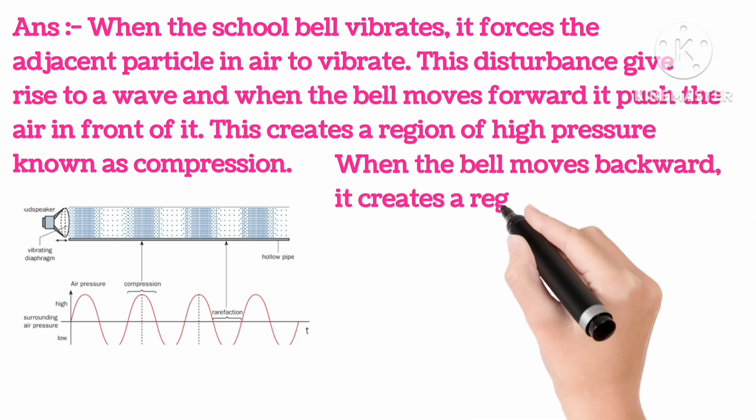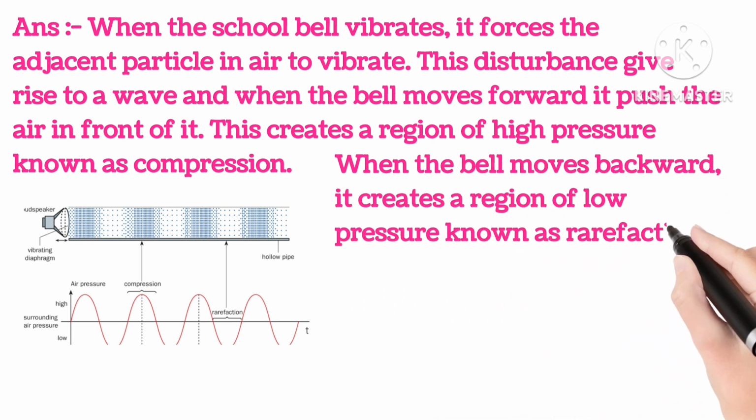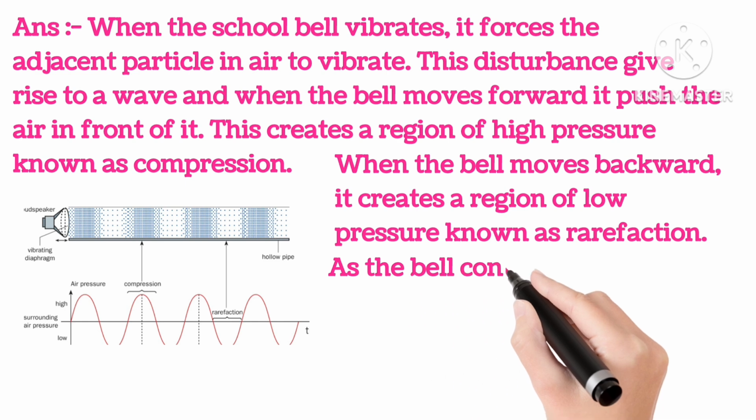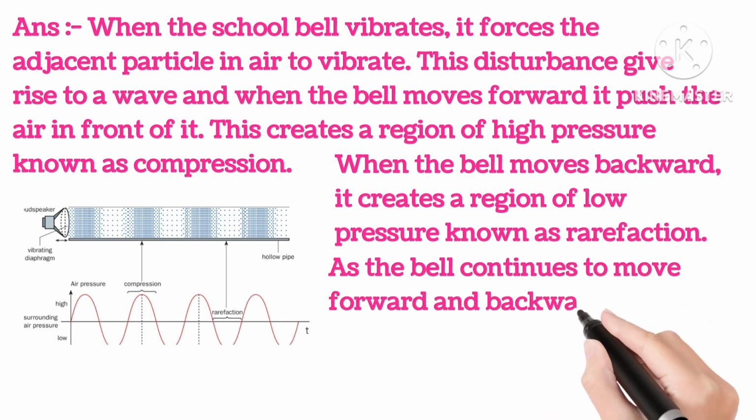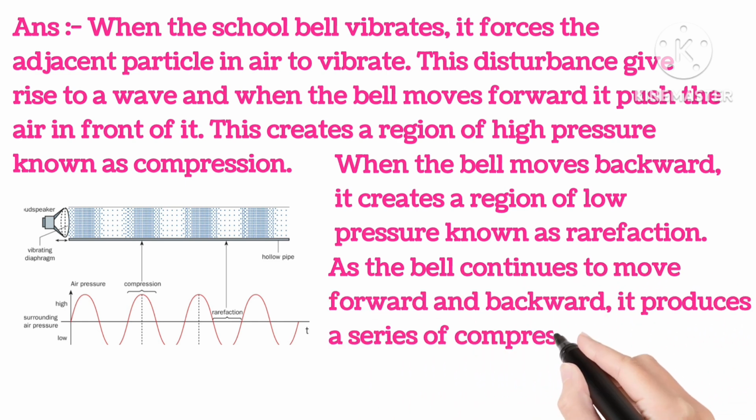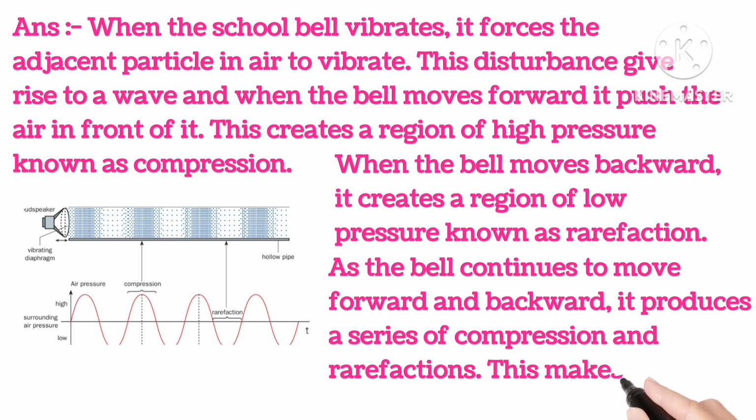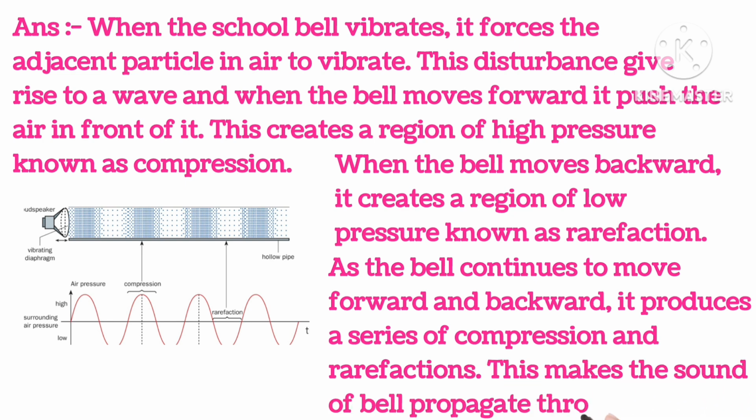when the bell moves backward, it creates a region of low pressure known as rarefaction. As the bell continues to move forward and backward, it produces a series of compressions and rarefactions. This makes the sound of the bell propagate through air.